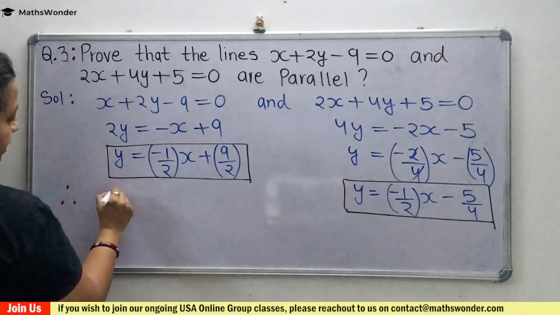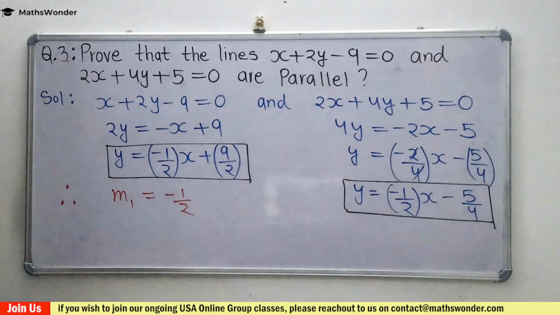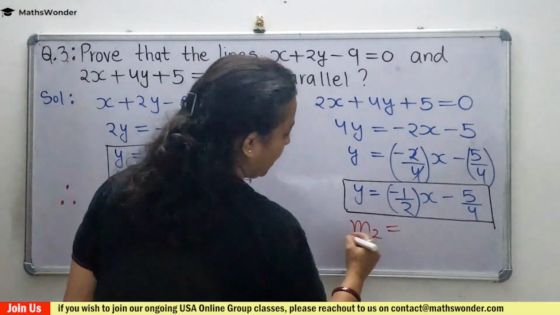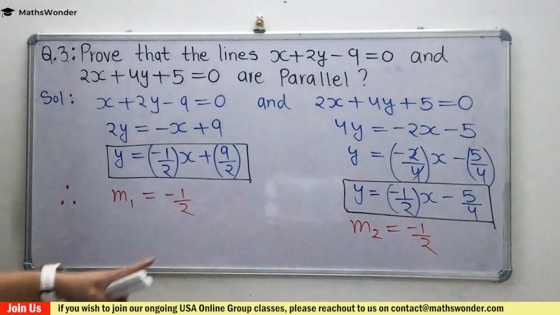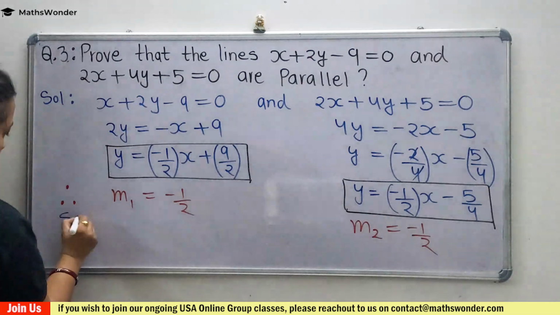what is your slope here? m1 is negative half. Same here. What is the slope? I am giving the m1 and m2, because we have two slopes. So again here it is negative half. That means the slope of the given lines are equal, right? Slope of the given lines are, what can you say that? Equal.